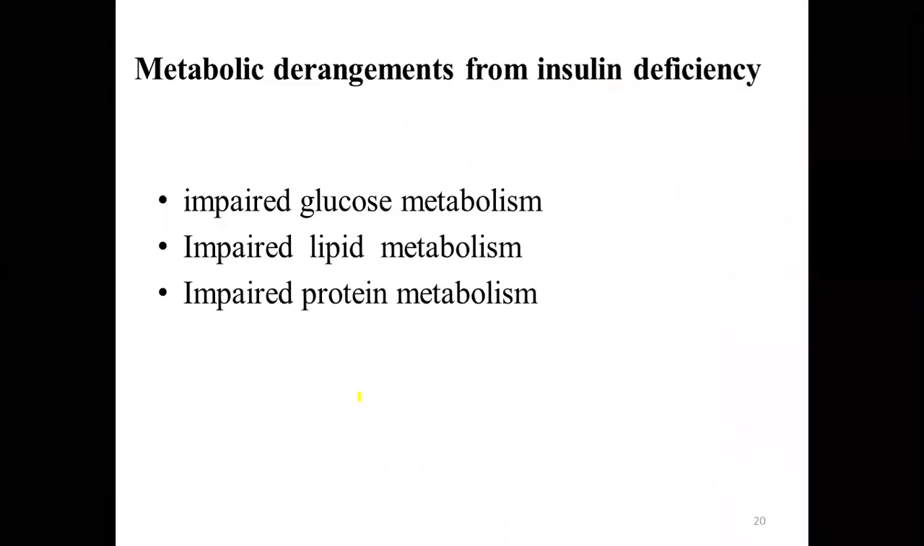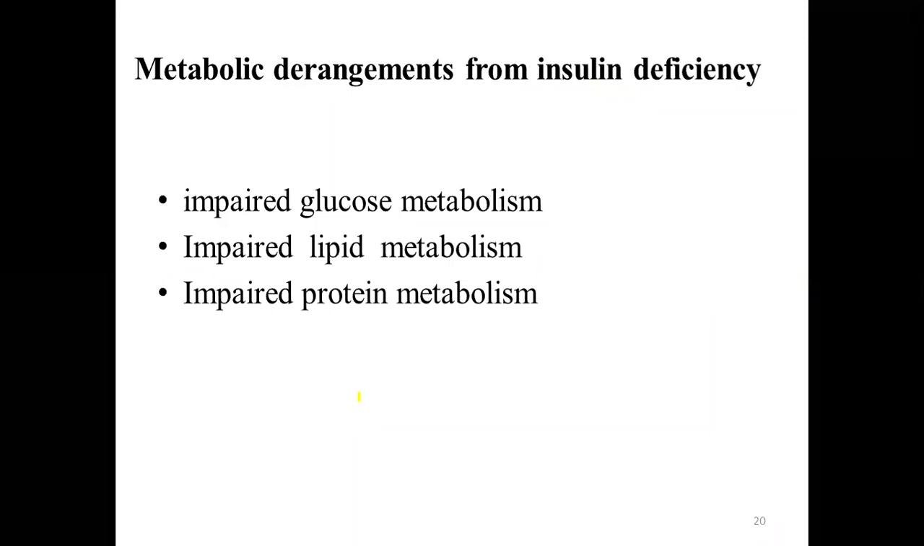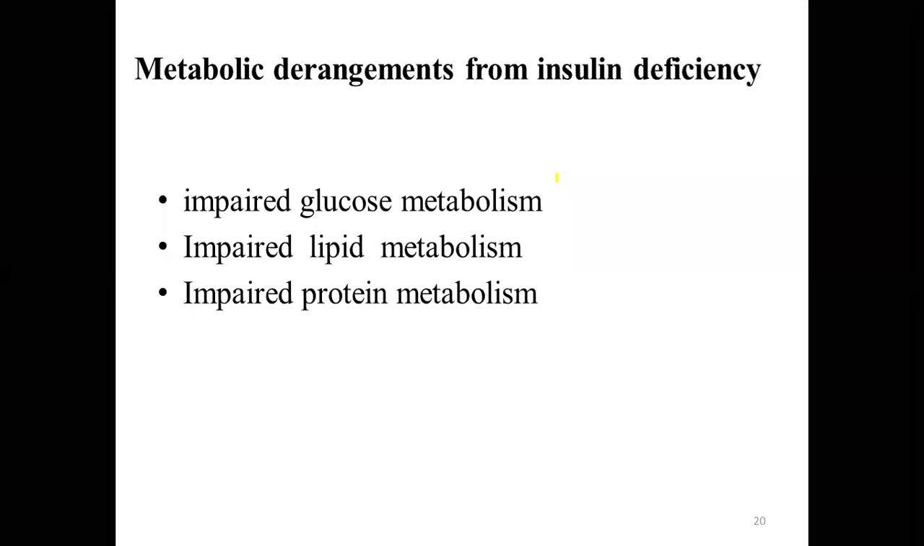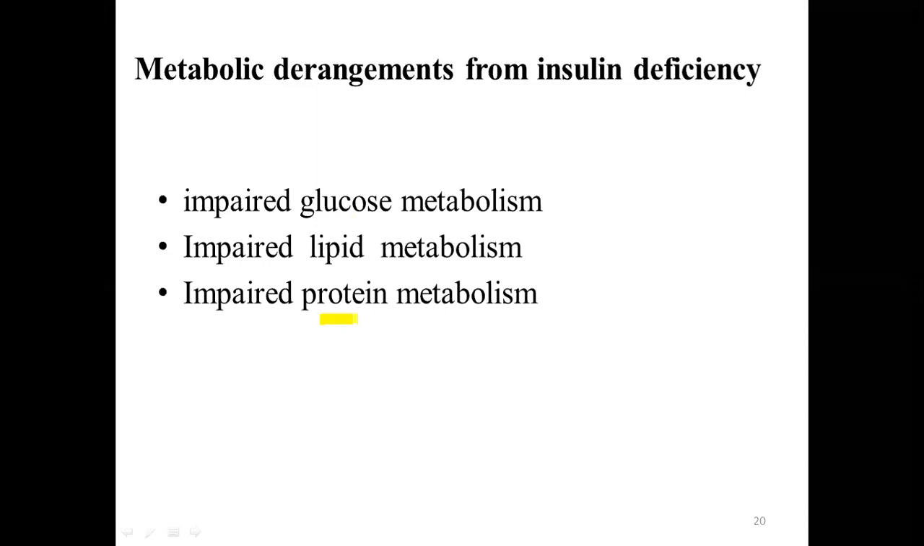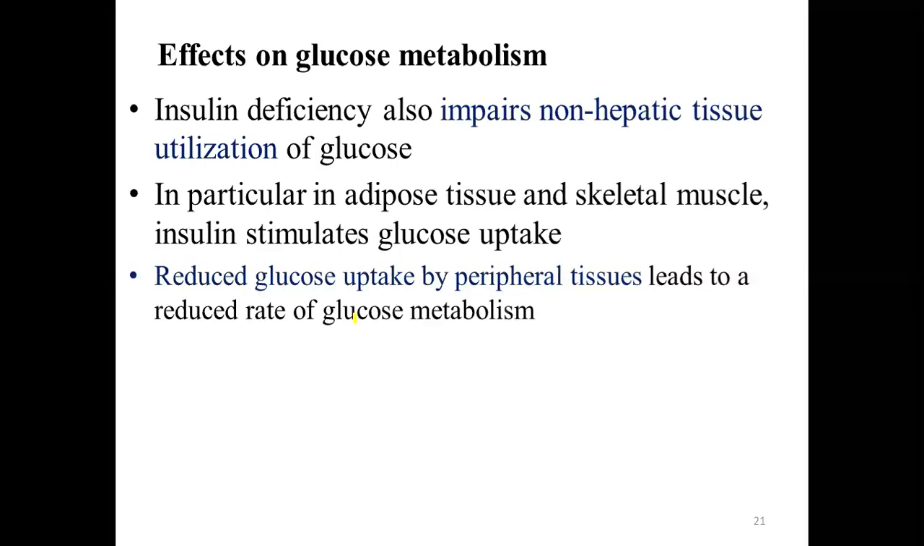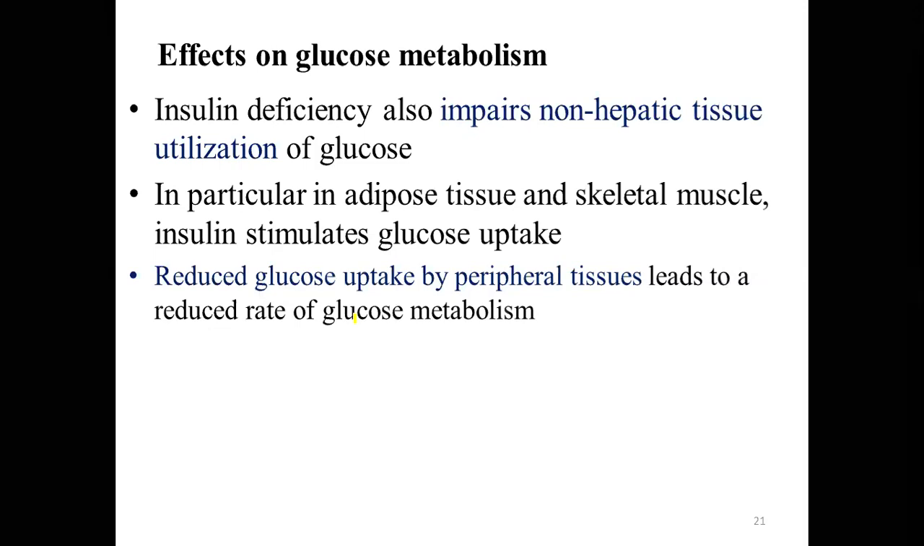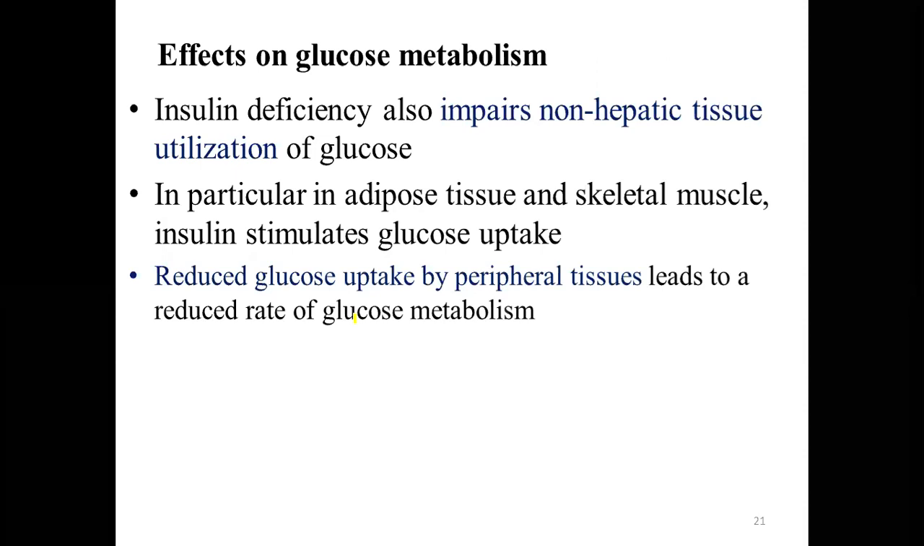Okay. Then what will happen if there is a deficiency of insulin? Remember, when there is a deficiency of insulin, the following metabolic changes can happen. Impaired glucose metabolism, impaired lipid metabolism, and impaired protein metabolism are very common. Let's see quickly, because we have mentioned it even in the previous session, what is the effect on glucose metabolism? For glucose to be utilized by adipose tissue and muscle, there has to be insulin. Those are insulin-dependent organs. So in case of insulin deficiency, there is an impairment of non-hepatic tissue utilization of glucose.